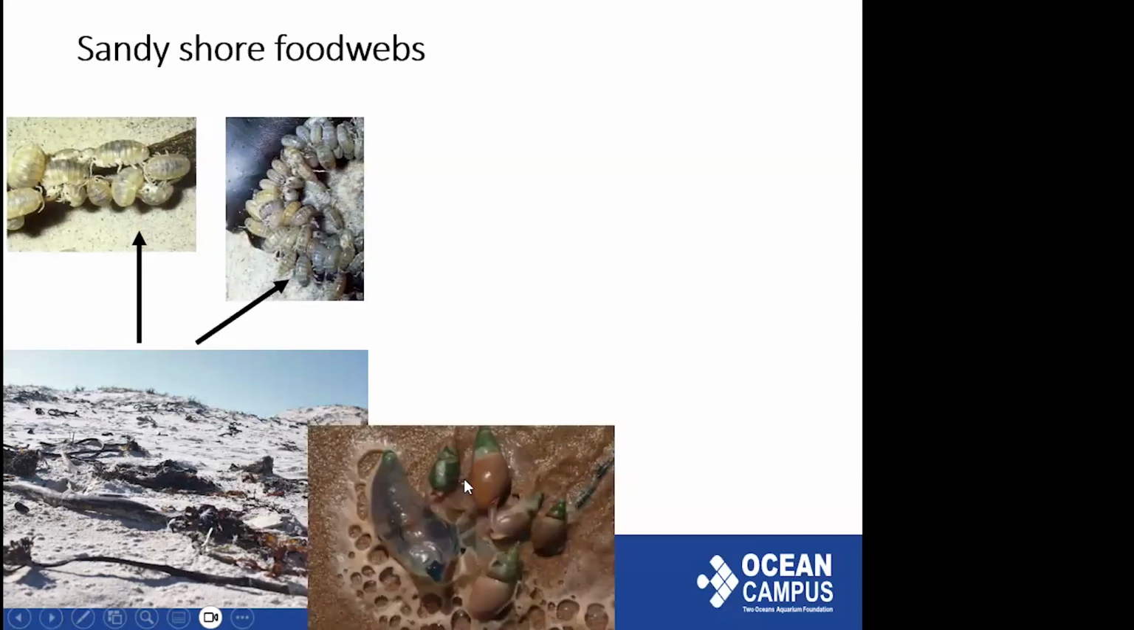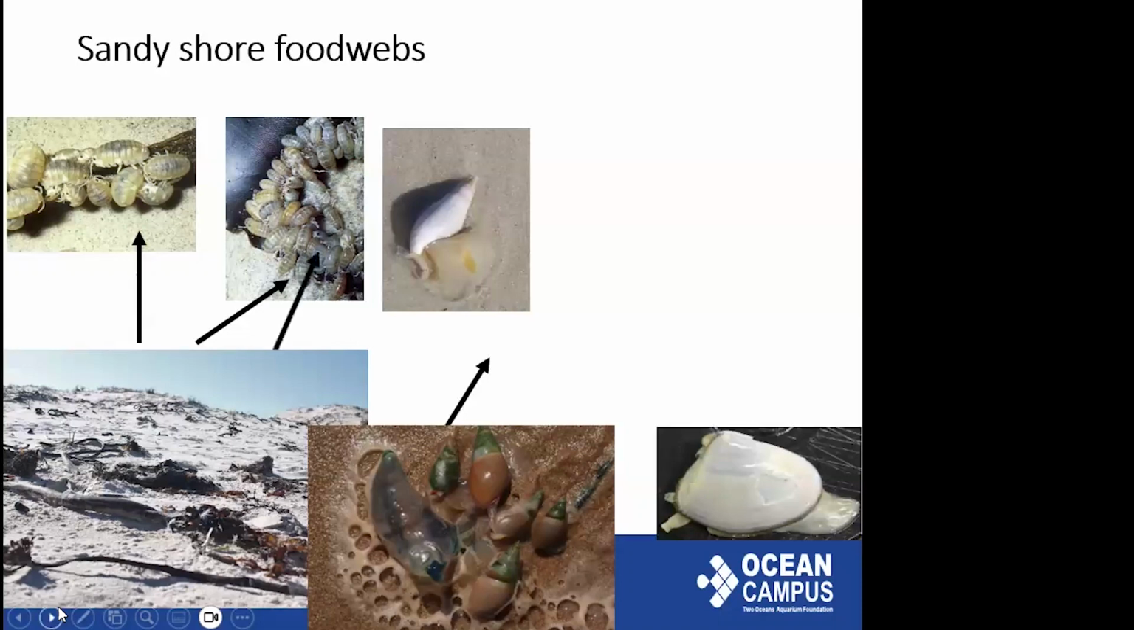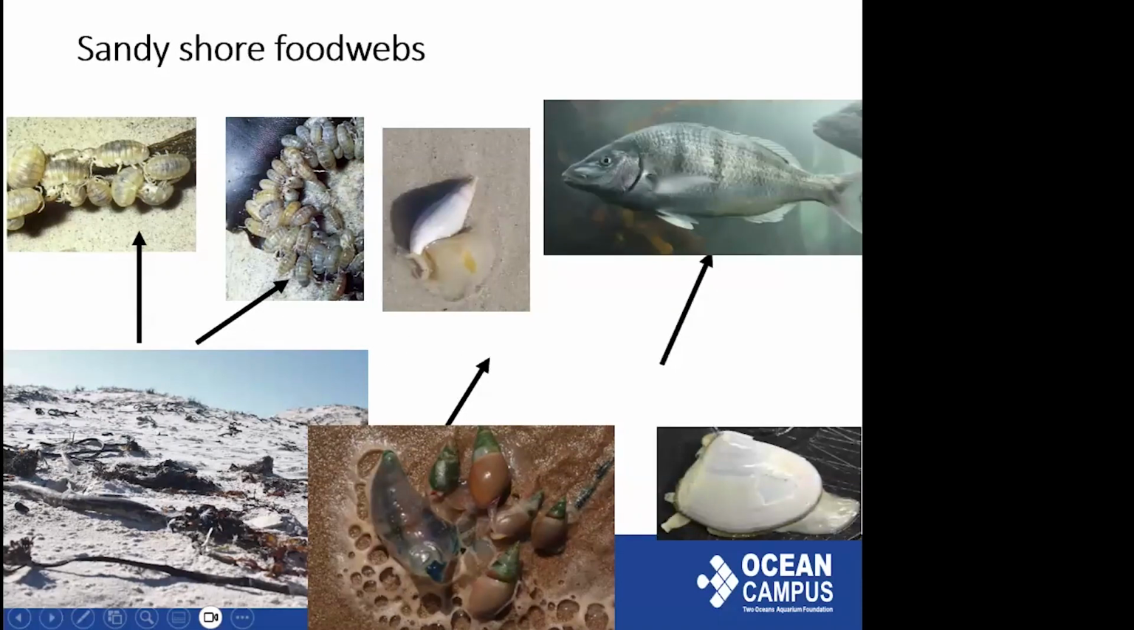In your midshore, you've got your plow snails, and they in turn are consumed by your galjoen, our national fish that comes into this area, but also some seagulls. And then your white mussels that are found in your low shore environment, they're going to be consumed by seagulls as well as white steenbras when they come over that environment.